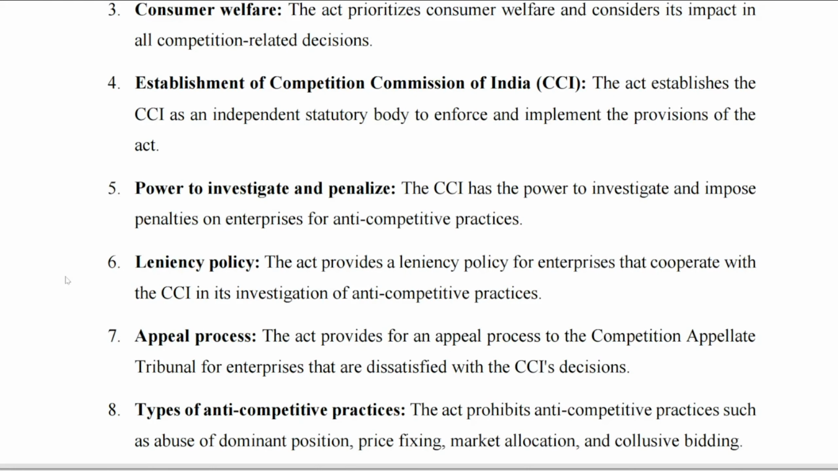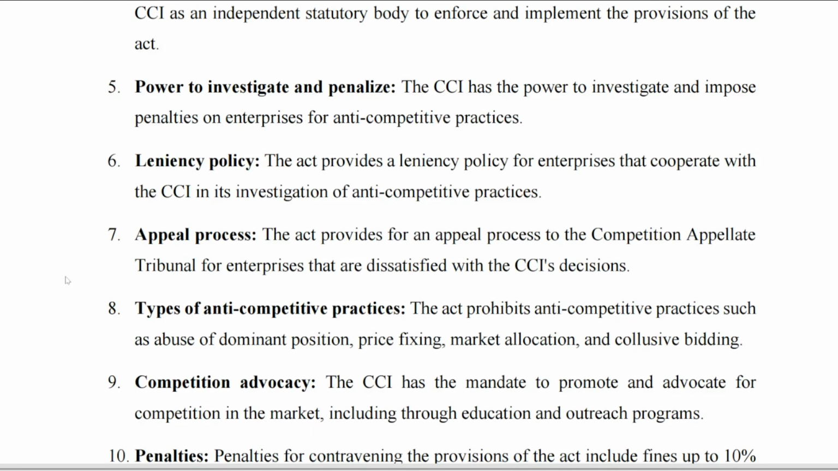Fifth point, power to investigate and penalize. The CCI has the power to investigate and impose penalties on enterprises for anti-competitive practices. Sixth point, the act provides a leniency policy for enterprises that cooperate with the CCI in its investigation of anti-competitive practices. Seventh point, appeal process.